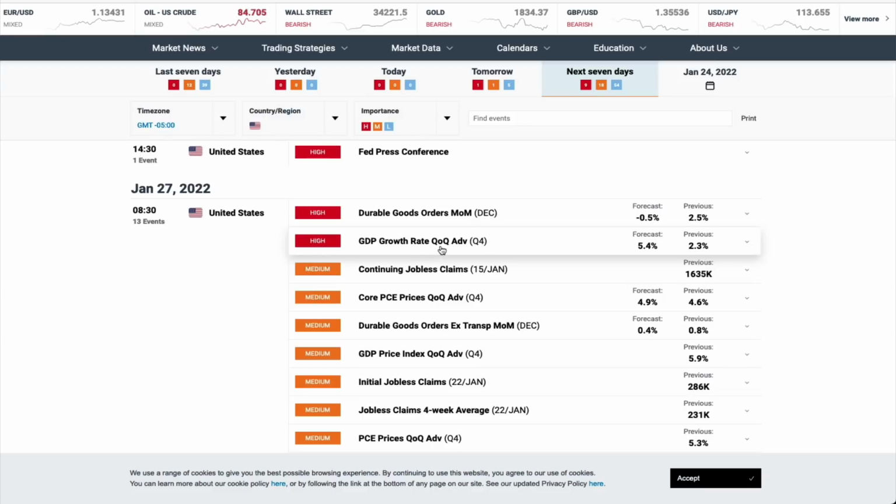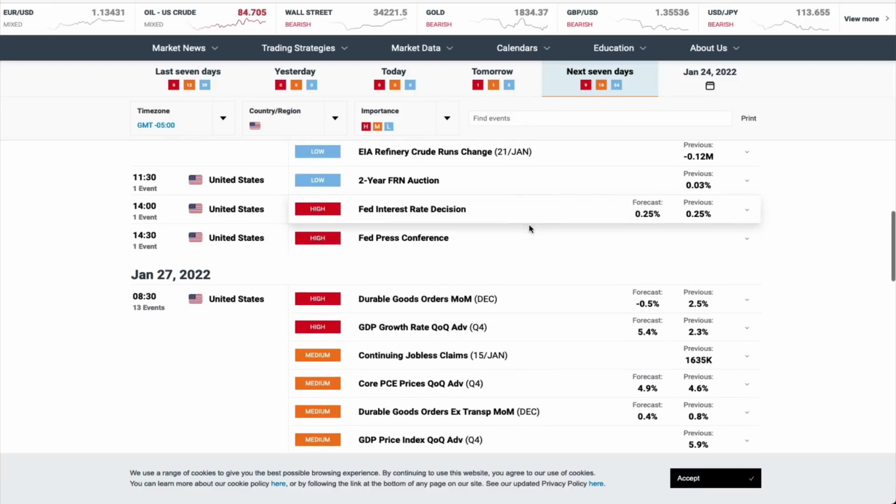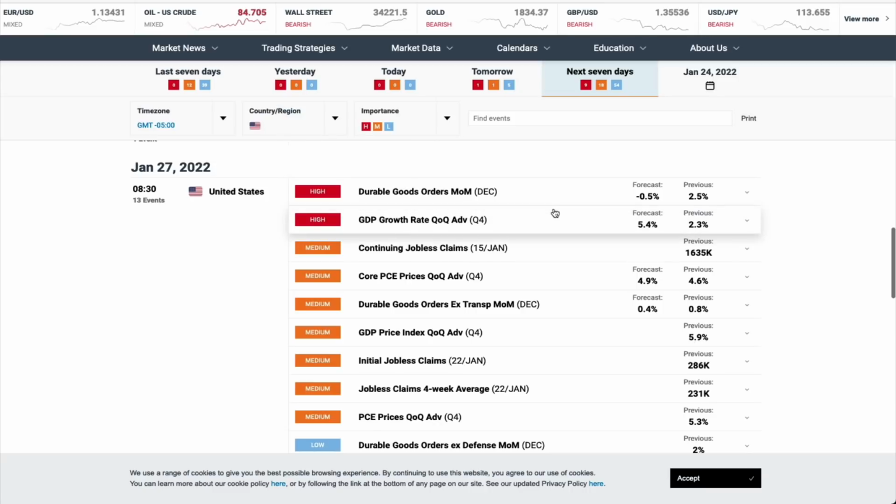and the growth rate quarter over quarter for Q4. I don't know that this will have much effect after this. This will be the big thing. This will set the tone. Whereas this, I think, will be overshadowed by what's going on here.